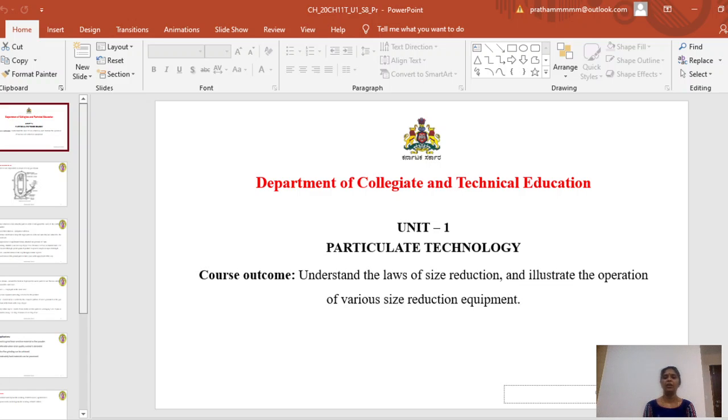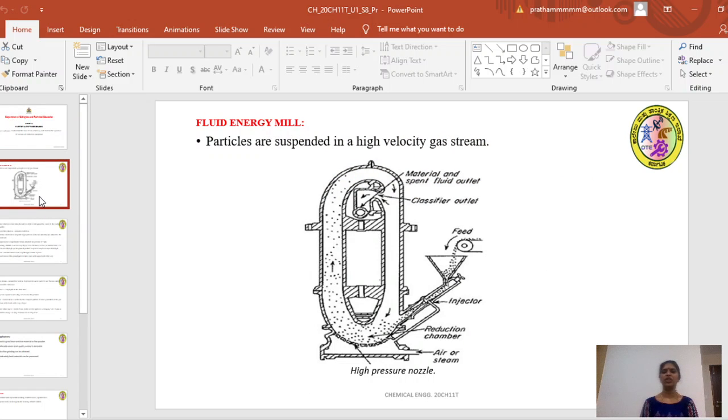And in the last sessions, we have also learned the various size reduction equipment such as the ball mill, rod mill, tube mill, the gyratory crusher, and the jaw crusher. So, in this session, we will be learning about the fluid energy mill. Just have a look at the diagram here.